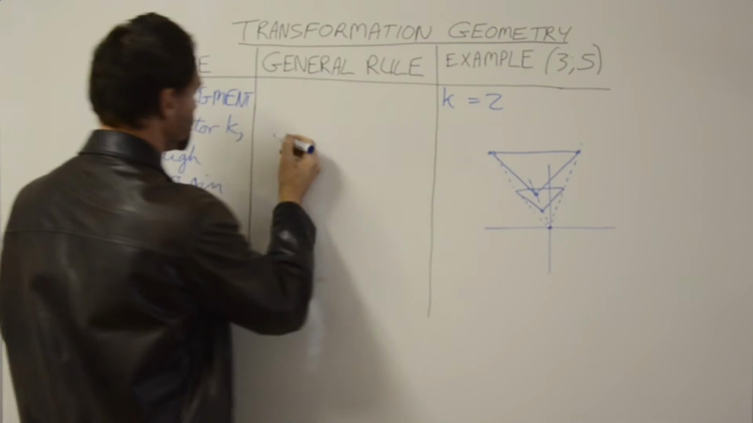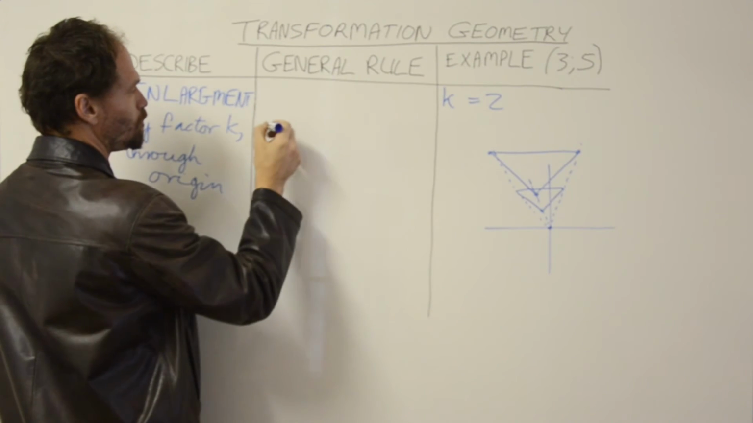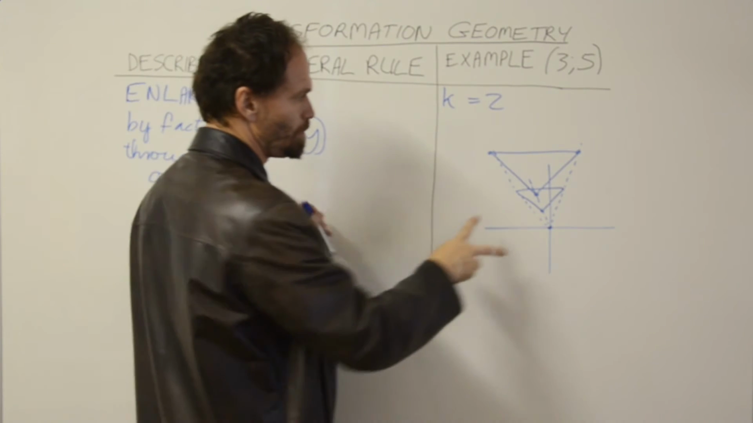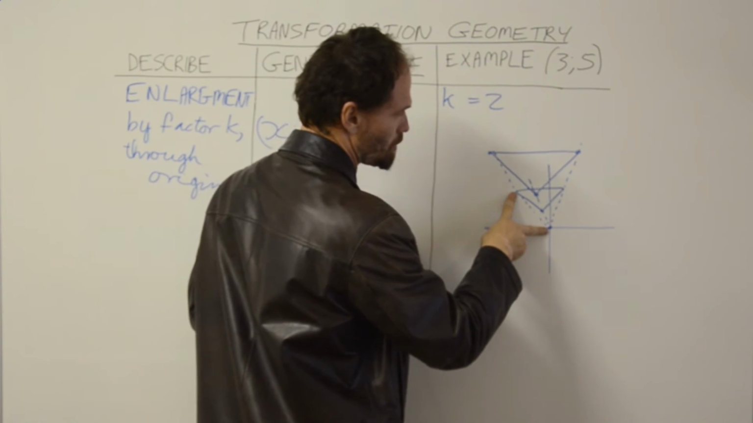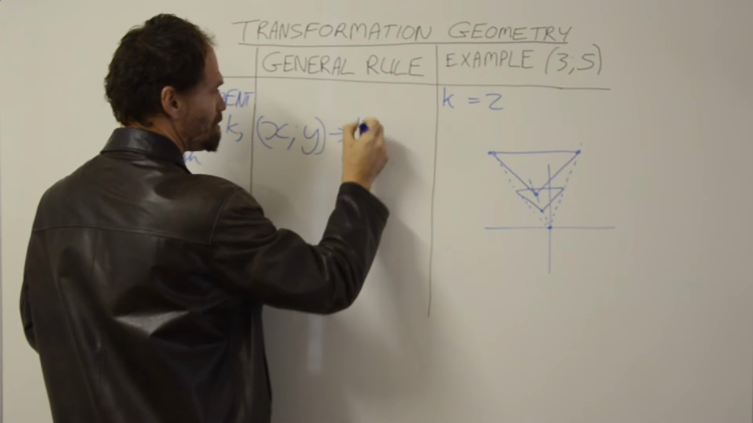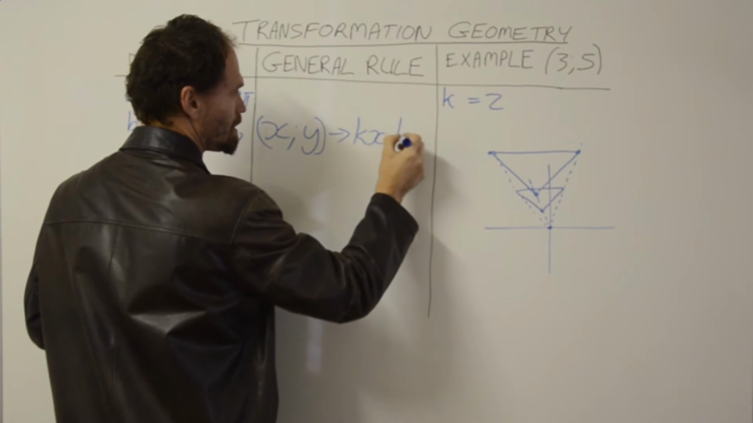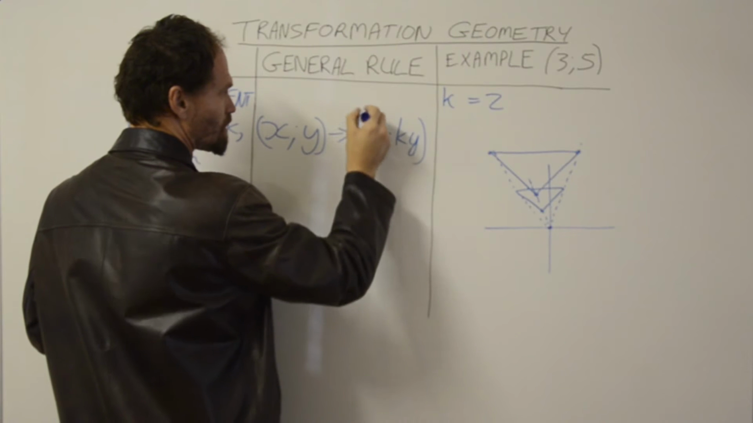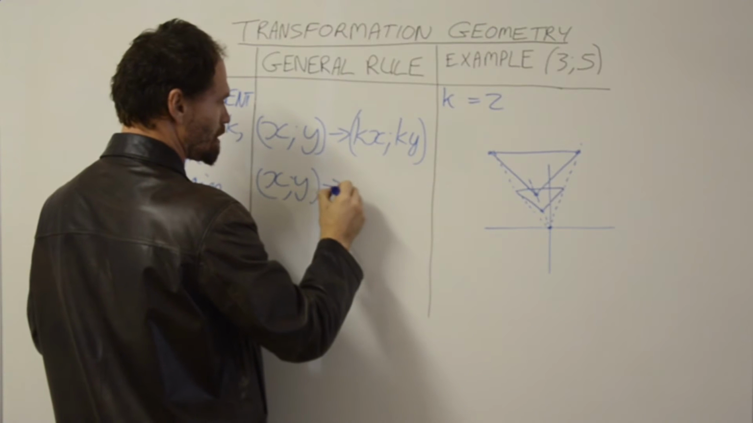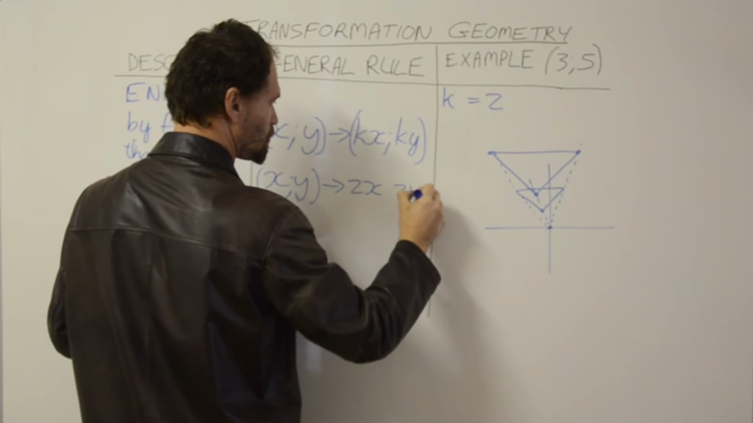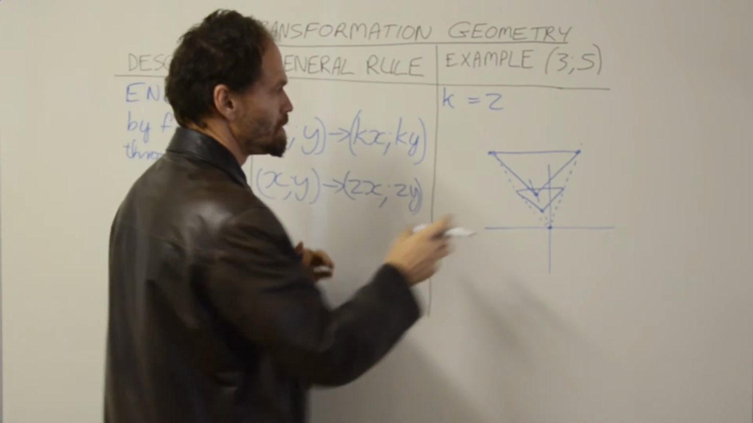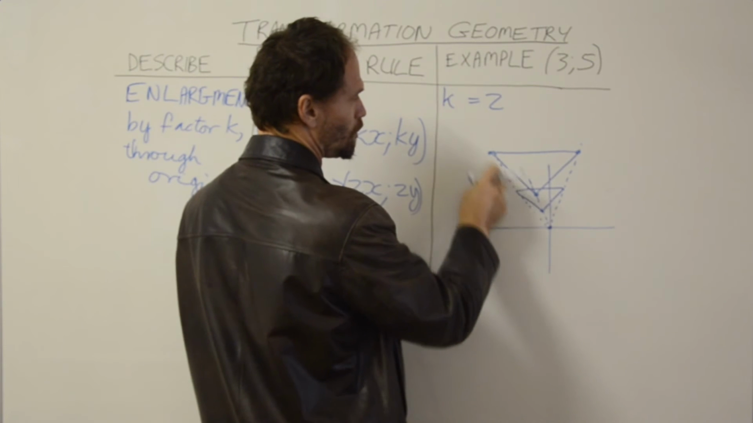Alright? So, my general rule will again be what happens to the original x, y values. Now, very simple. The coordinate that you have started with gets multiplied by the enlargement factor. So that simply becomes k times x and k times y. So for my specific value, any input value x, y goes to 2x and 2y. Get that? 2x and 2y. So my original coordinates will just be double.